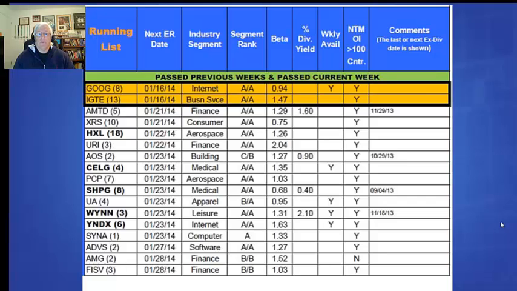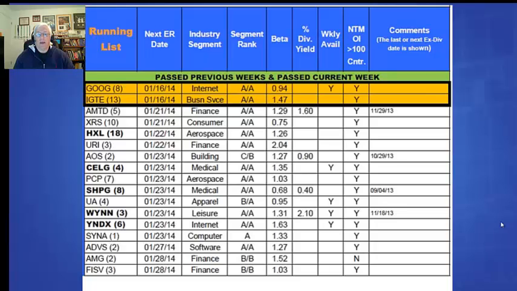The second column from the left says next earnings report date, and those are projected earnings report dates, and we get that from earningswhispers.com. And should that date change by a day or two or three, we'll be able to make note of that the following week. But it will give us a very, very good idea as to when earnings is coming out.